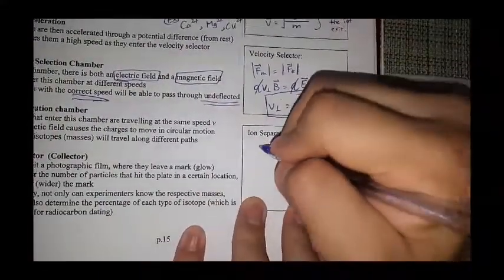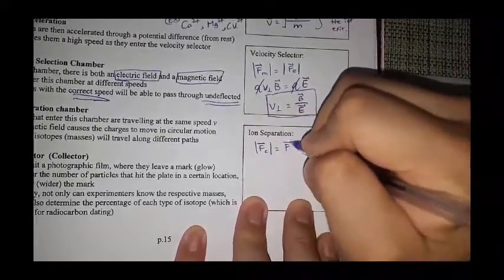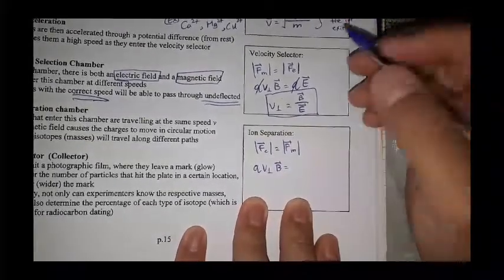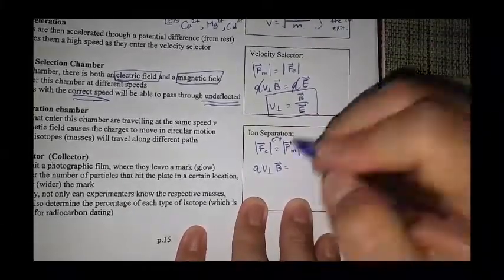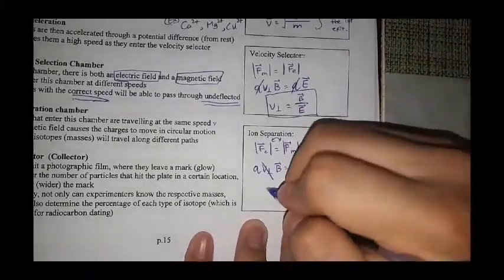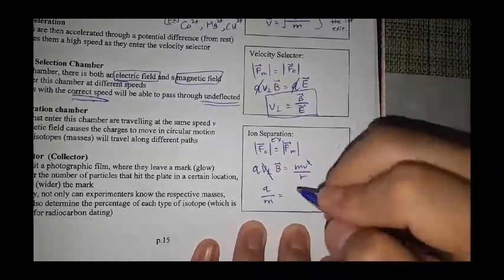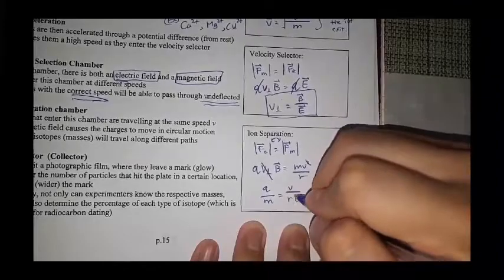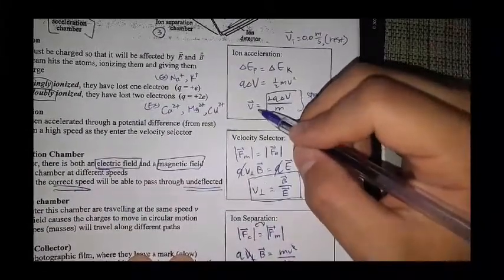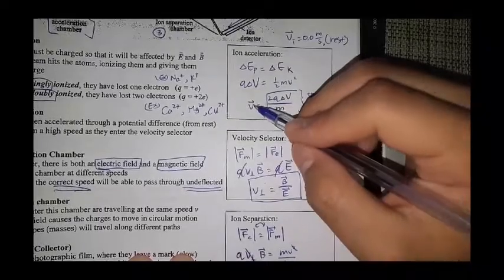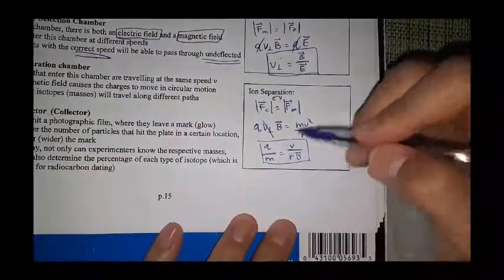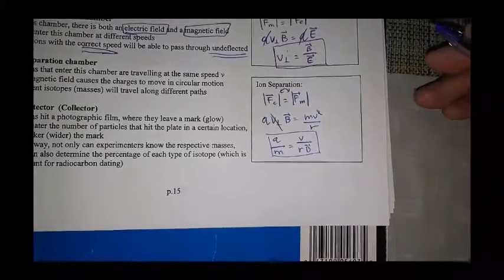So the ion separation chamber starts with Fc equal to Fm. Oops, vice versa, I switched them apart. Really doesn't matter anyway. mv squared over r. Field will be gone. And if I isolate for the charge to mass ratio, q over m, that is equal to v over rB at the bottom. So if you find out a specific speed that exits the first chamber, and imagine that speed is what the machine tries to detect, then it's undeflected, and using that speed, we can do the analysis to find out the charge to mass ratio.